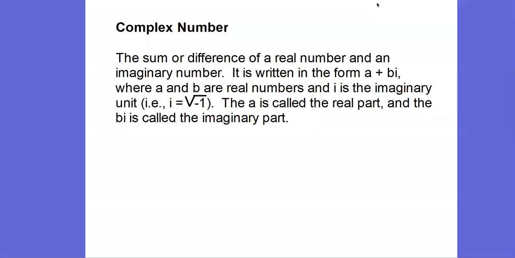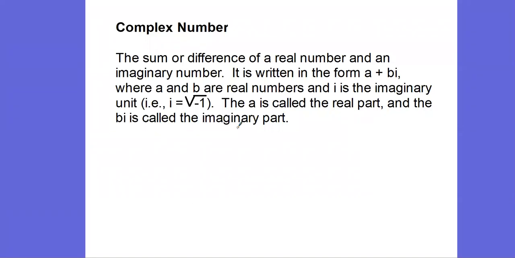Here's the definition of complex number. The sum or difference of a real number and an imaginary number. It is written in the form a plus bi, where a and b are real numbers and i is the imaginary unit. For example, i is equal to the square root of -1.